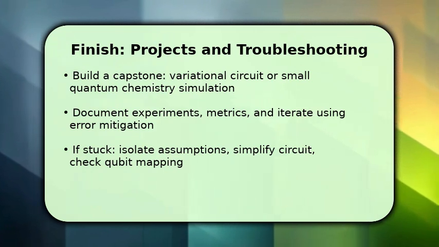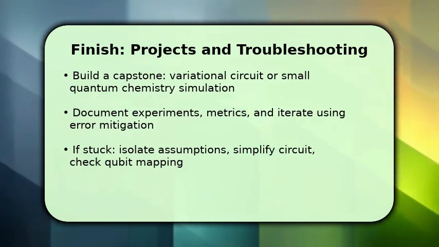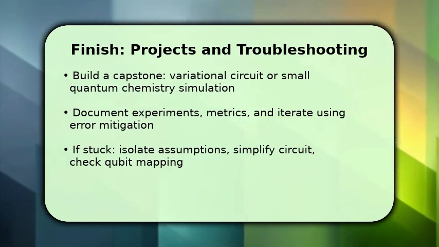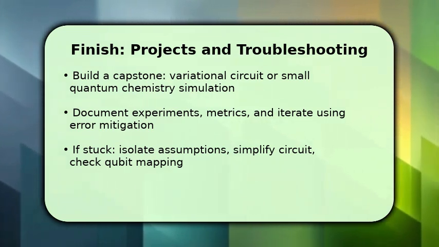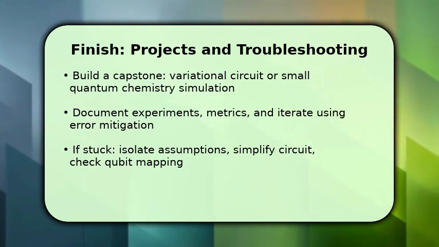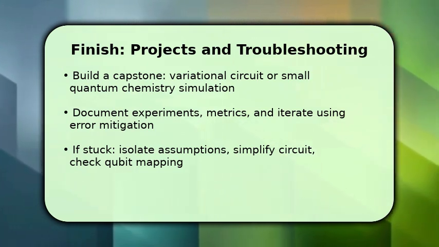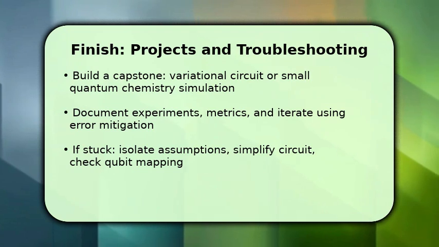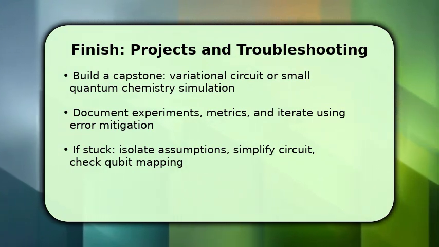If something breaks, first isolate assumptions. Simplify the circuit to a 2-qubit test, verify qubit mapping and backend constraints, and rerun simulations. This focused debugging approach reveals whether errors stem from code, hardware, or theoretical understanding.